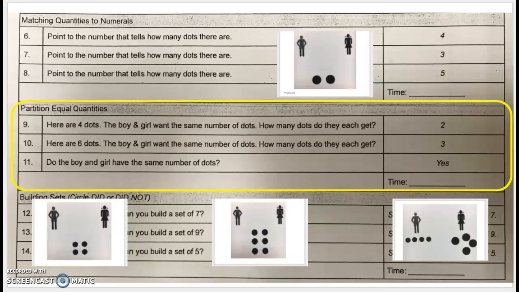In the partitioning equal quantities section, there are 3 items to score after one practice item. The student is presented with an organized arrangement of dots and asked how many dots the boy and girl each get if they want the same number of dots. The last item is slightly different. As you can see, question 11 asks, do the boy and the girl have the same number of dots?